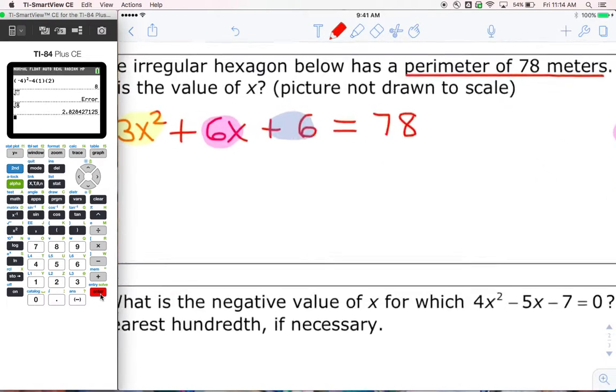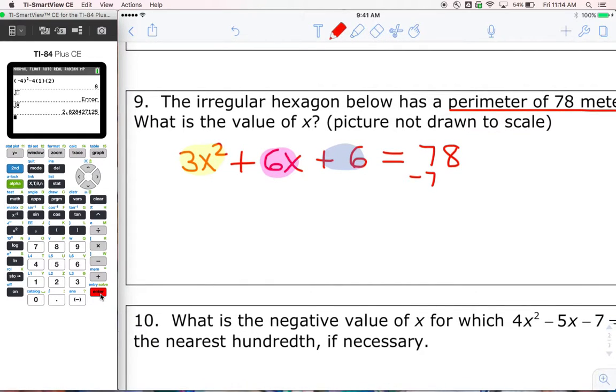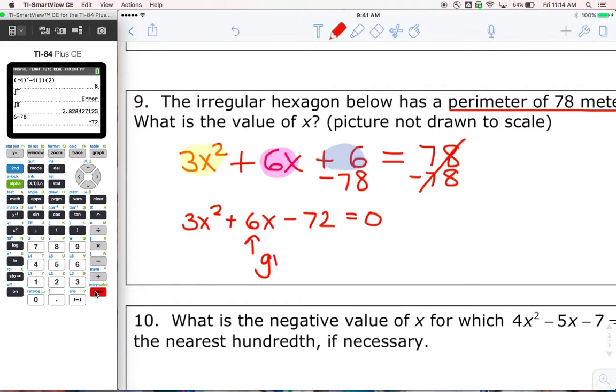My next step in solving this problem, I want to get it equal to 0 because I want to see if my calculator can show me the answer. So I'm going to subtract 78 from both sides. Now I've got 3x squared plus 6x, and 6 minus 78 is going to give me negative 72. Now it's equal to 0. So what I'm going to do is try to graph this thing. Let's go to y equals. We're going to graph the quadratic we just found: 3x squared plus 6x minus 72. And let's take a look at our graph.